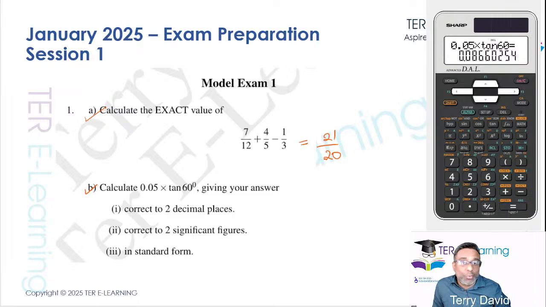0.0866, and some more zeros. So 0.0866. So that's my answer there. But the thing is, we want the answer correct to 2 decimal places.